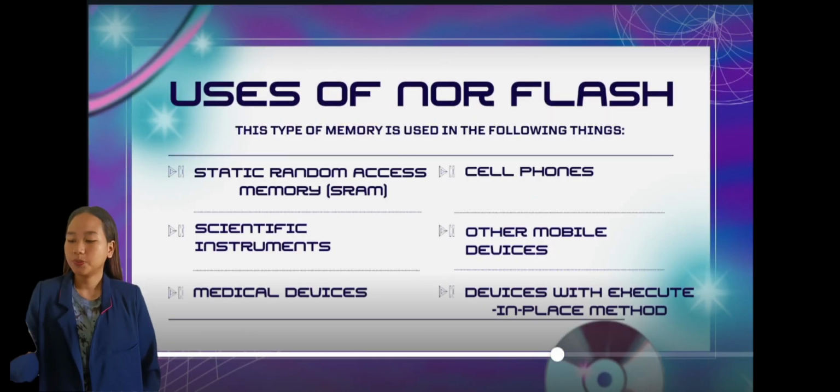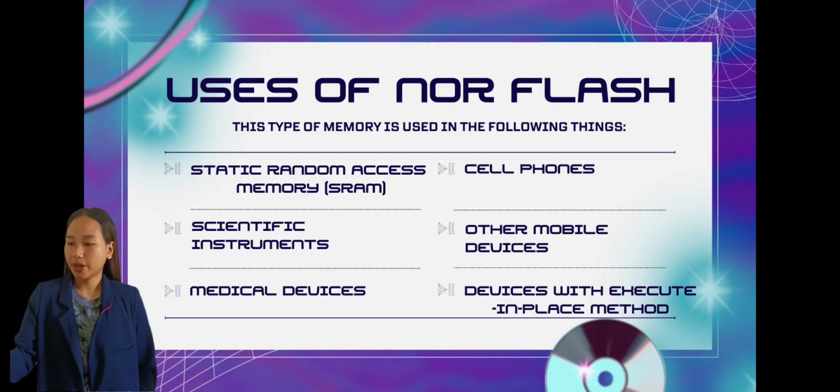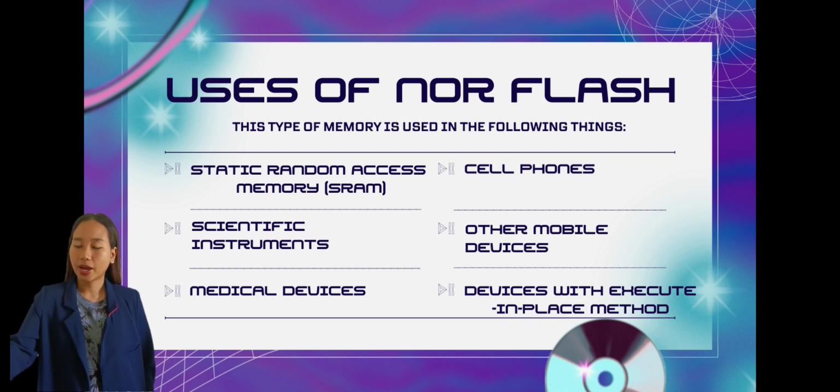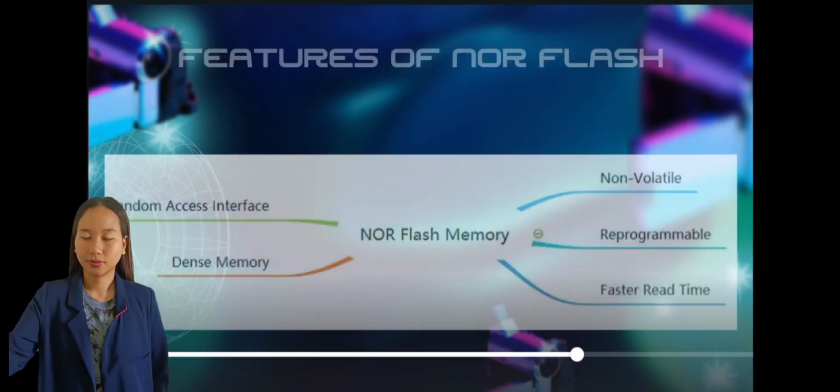The uses of NOR flash. This type of memory is used in the following things. First is static random access memory, or SRAM. Second is scientific instruments. Third is medical devices. Fourth, cell phones. Fifth, other mobile devices. And sixth is devices with the execute in place method.